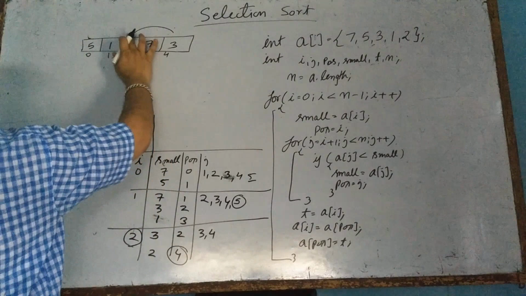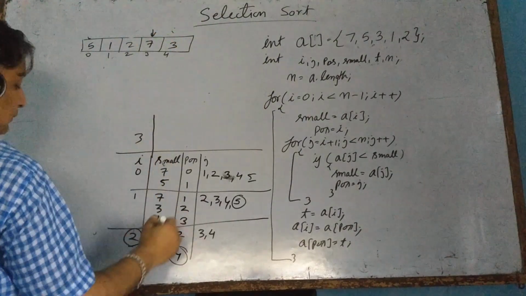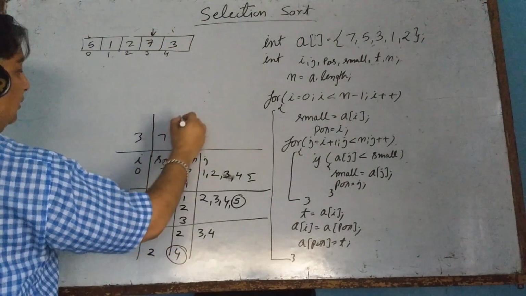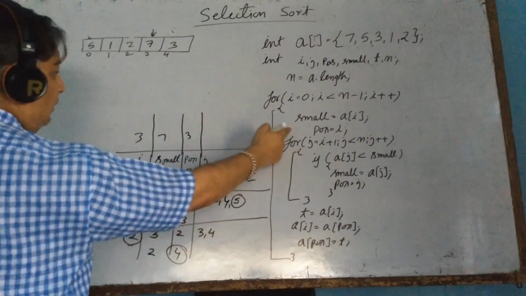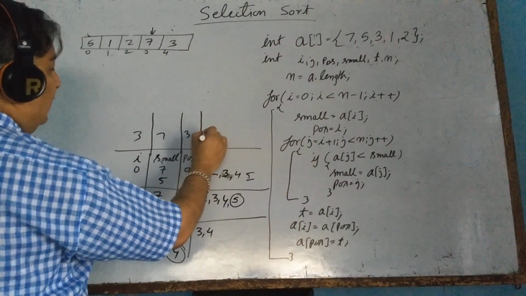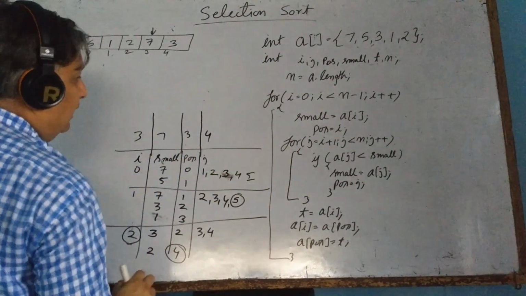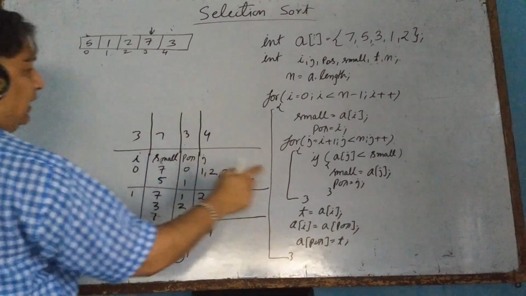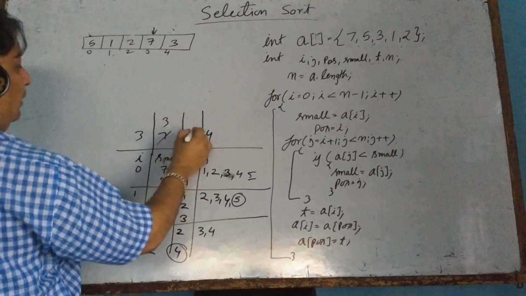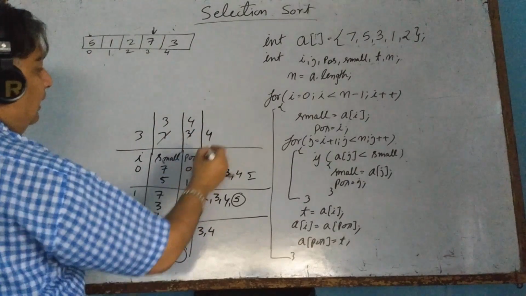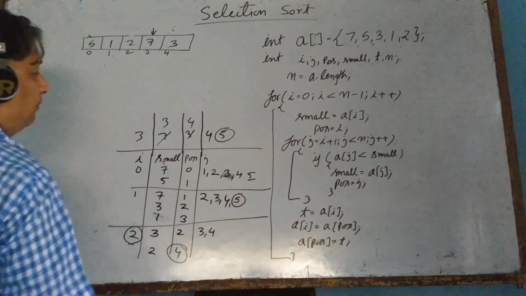When I is 3, small is 7, POS is 3, POS equal to I, and the loop of J will start from 4. What is there at index number 4? At index number 4 we have got 3. Is 3 less than 7? Yes. So small will become 3, POS will become 4, and when J reaches 5, it will stop.